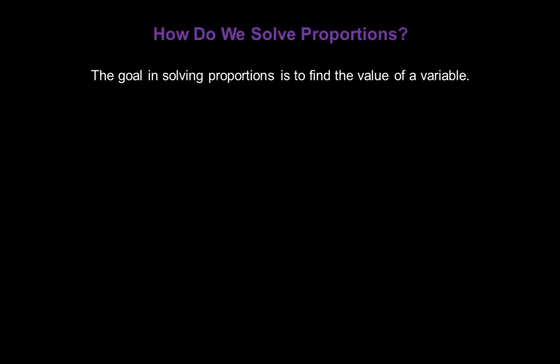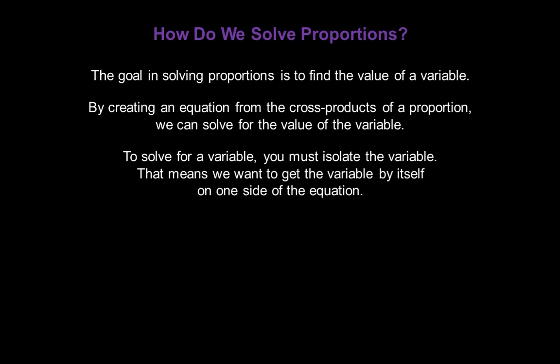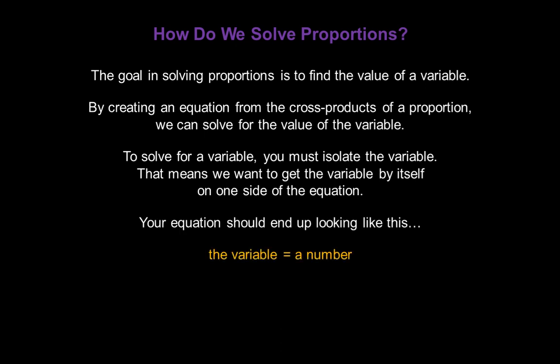How do we solve proportions? Well, the goal in solving proportions is to find the value of a variable. By creating an equation from the cross products of a proportion, we can solve for the value of the variable. And to solve for a variable, you must isolate the variable. That means we want to get the variable, the letter, all by itself on one side of the equation. Your equation should end up looking like this: the variable equals a number. For example, p equals 16.